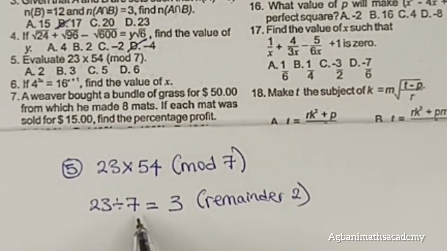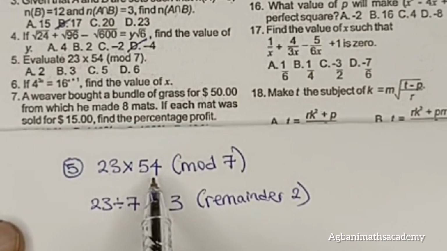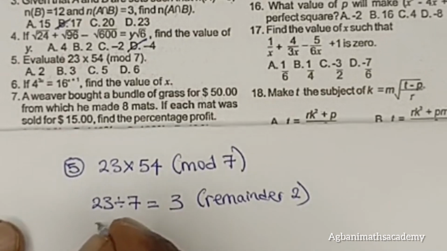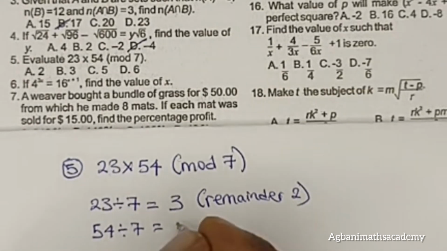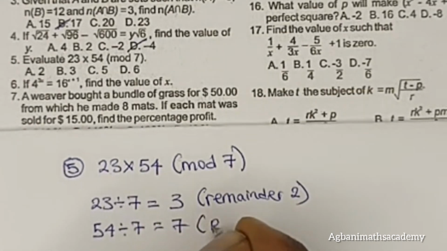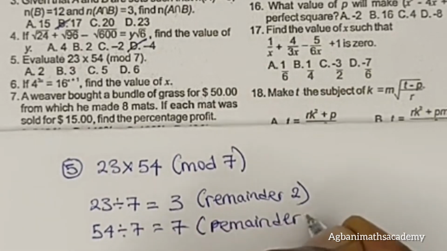So 23 divided by 7 is going to give us 3 remainder 2. And since 54 is also bigger than 7, we're going to do 54 divided by 7. 54 divided by 7 is 7 times 7 is 49. So 54 minus 49 is going to give us 5. So we have 7 remainder 5.